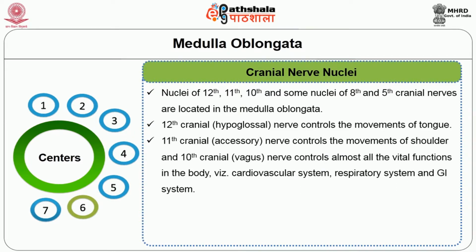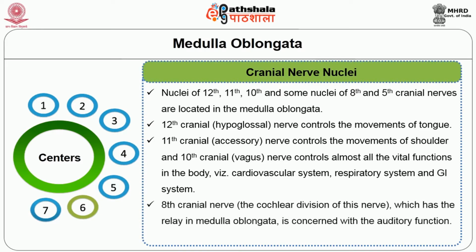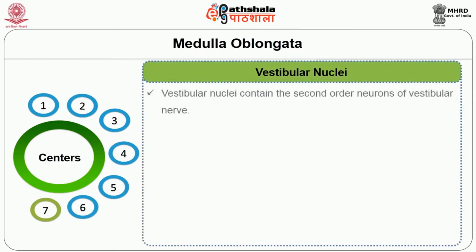The 11th cranial nerve controls the movements of the shoulder, and the 10th cranial nerve controls almost all the vital functions in the body, like the cardiovascular system, respiratory system and GI tract system. The 8th cranial nerve, the cochlear division of this nerve, which has the relay in the medulla oblongata, is concerned with the auditory function.